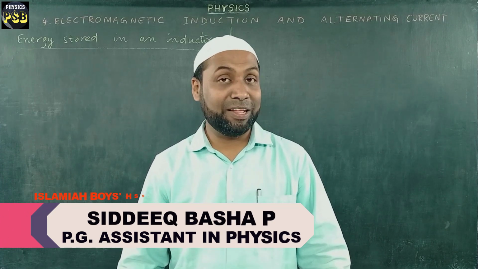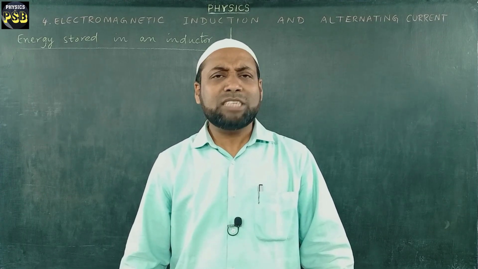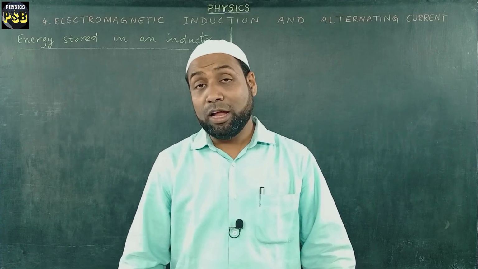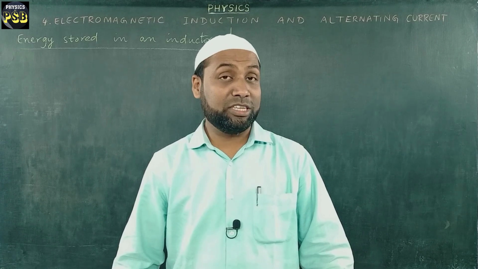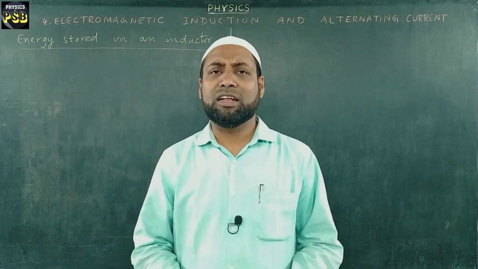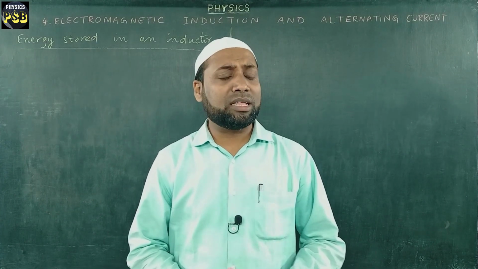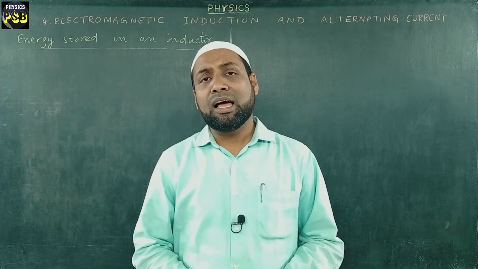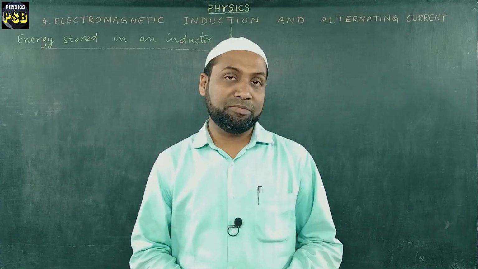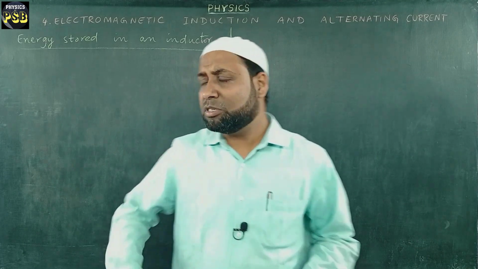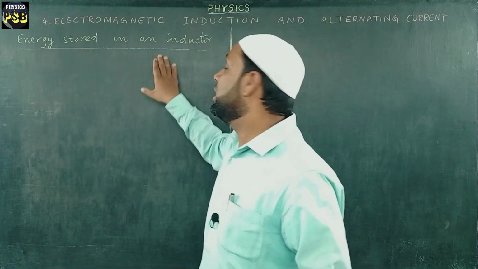We know when electric current passes through a coil or inductor, the self-inductance of the inductor opposes the flow of current. To establish current in the inductor or coil, some work has to be done by external agencies. This work done is stored in the inductor in the form of magnetic potential energy. So in this video we will get the expression for energy stored in an inductor.